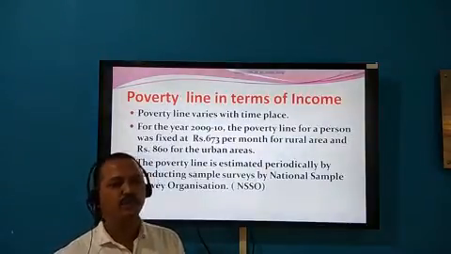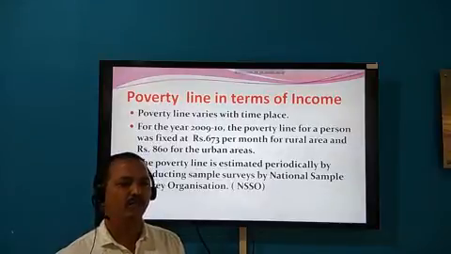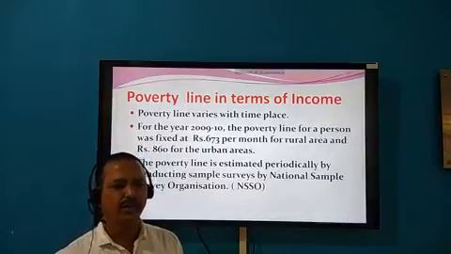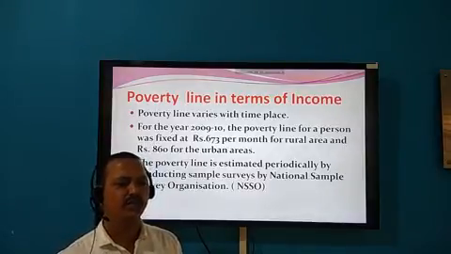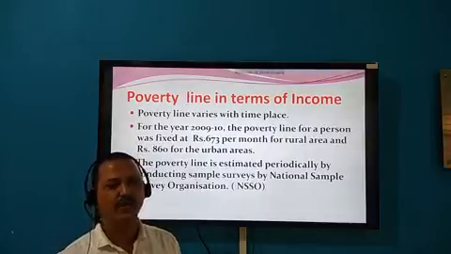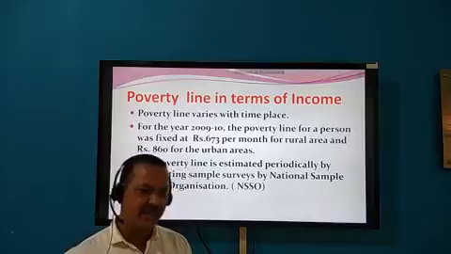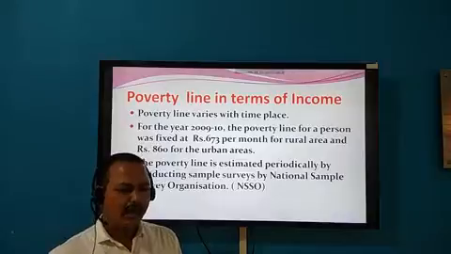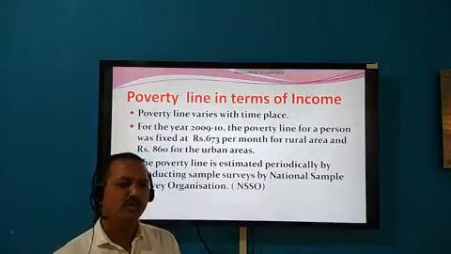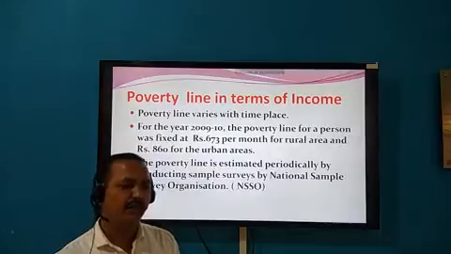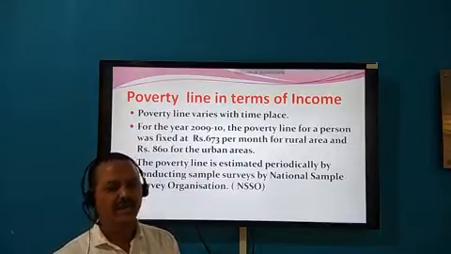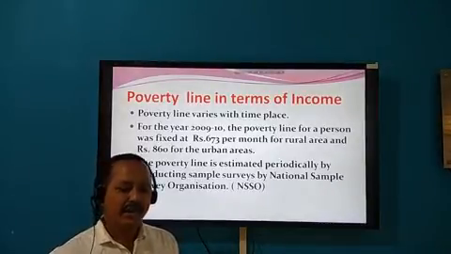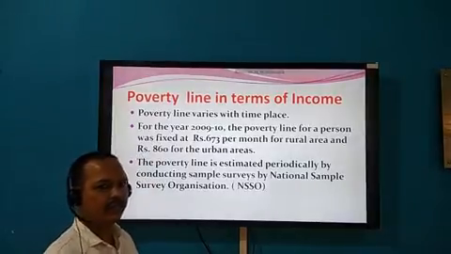We can also determine poverty line in terms of income. Poverty line varies with time and place. From the year 2019, the poverty line for a person was fixed at rupees 673 per month for rural area and rupees 860 for the urban area. Here the amount of money in urban area is more than rural area. Why? Because cost of living in urban area is more than rural area. The poverty line is estimated periodically by conducting sample survey by National Sample Survey Organization.